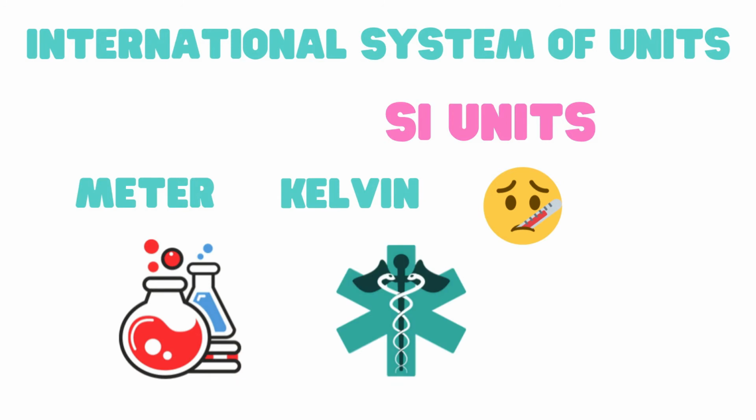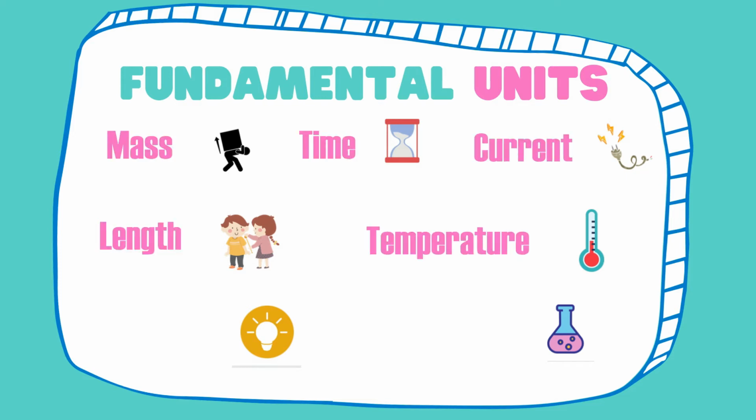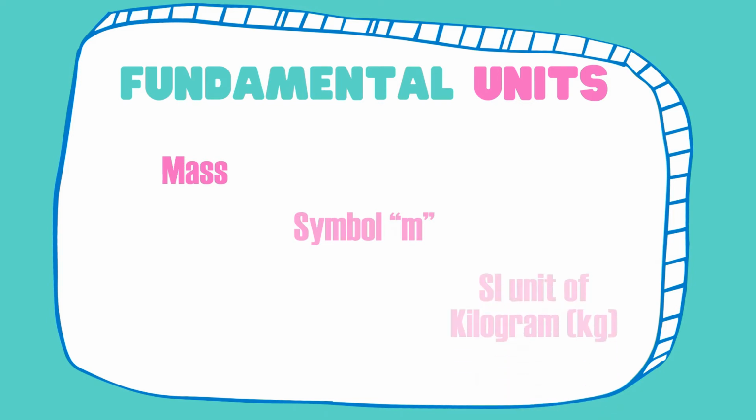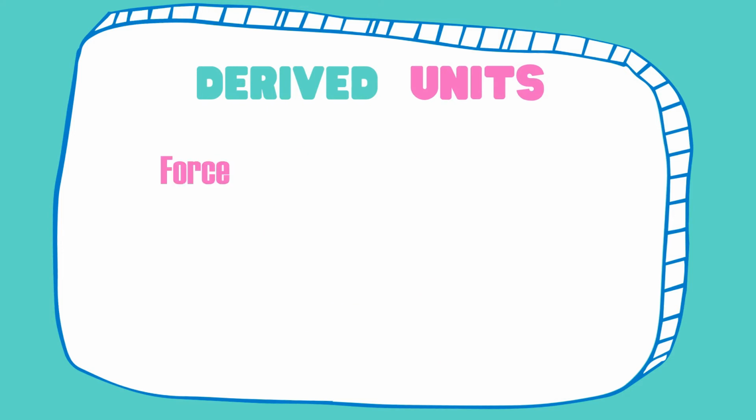The base unit, or the SI unit, is divided into two types. First, we have the fundamental units, namely mass, time, current, length, temperature, luminous intensity, and amount of substance. Each of the 7 fundamental units has its own symbol and SI unit. The derived units, based on the name, are derived from the fundamental units. Examples of these are volume, energy, force. Aside from these 3, there are numerous derived units, especially in science.